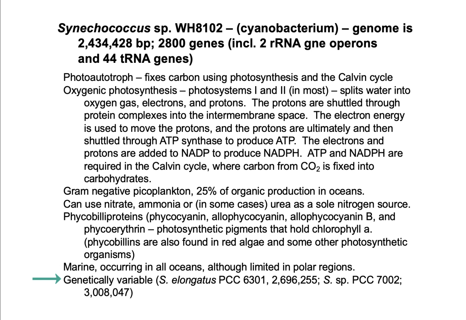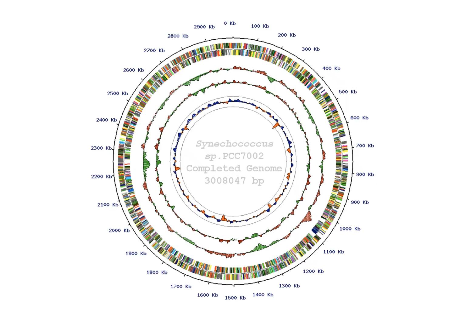Genetically variable, since there are some that have genome sizes of 2.4 million bases, 2.9 million bases, and over 3 million base pairs. So it's sort of like E. coli. It's probably multiple species. It has a circular genome, and so this is the one that's 3 megabases, Synechococcus PCC7002, slightly different genome. And then the outer colored rings indicate genes of different functions on one strand versus the other strand, so there's 2 rings there.